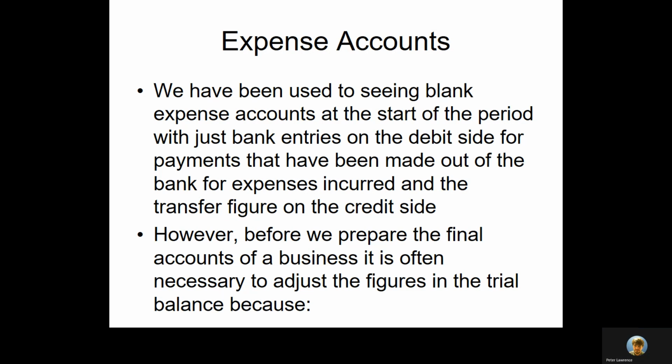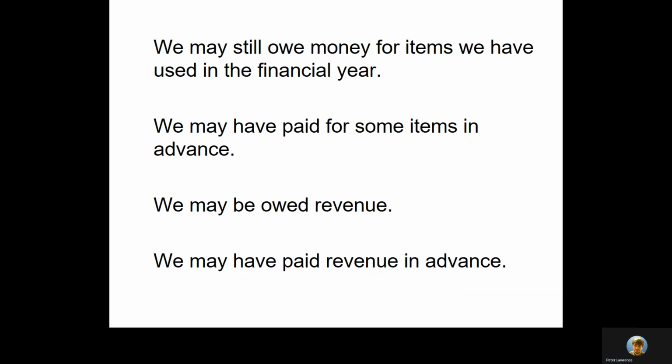When we make a payment from the bank, we credit the bank and we debit the expense with the amount that we paid. At the end of the year, we then transfer that out of the account by crediting the expense, and we'll debit the profit and loss, which puts the expense on the income statement. However, before we prepare final accounts, it's often necessary to adjust the figures in the trial balance because we might still owe money for items that we've used in the financial year. We might have paid for some items in advance, we might be owed some revenue, or we may have paid revenue in advance.